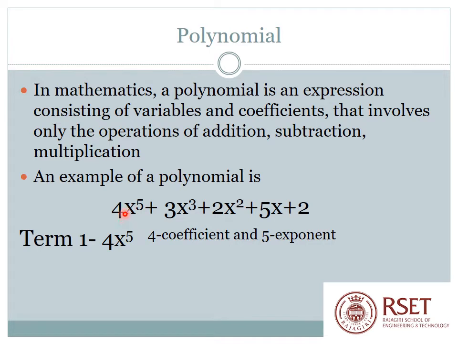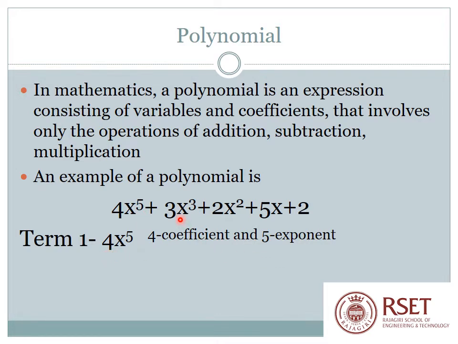So what is a coefficient, what is an exponent, and what is a term of the polynomial? When you consider this polynomial, there are 5 terms. This is one term, 4x raised to 5 is one term. This is the second term, third, fourth, and fifth term. In a single term, you have a coefficient and an exponent. Here 4 is the coefficient and 5 is the exponent.